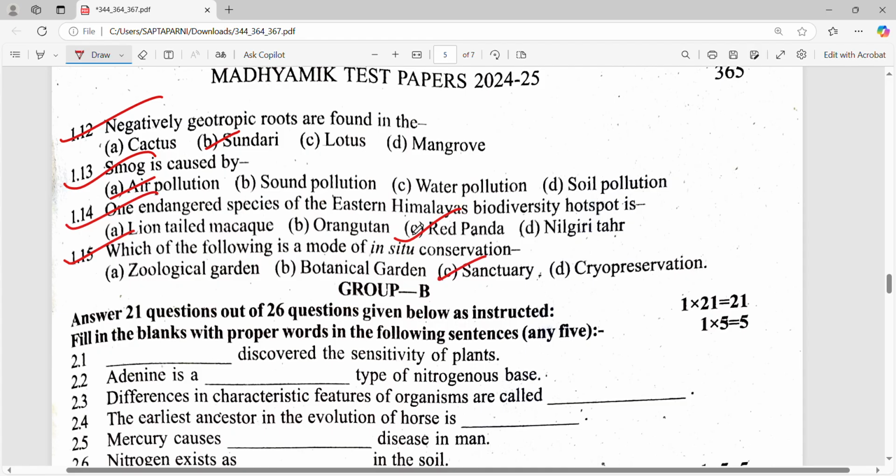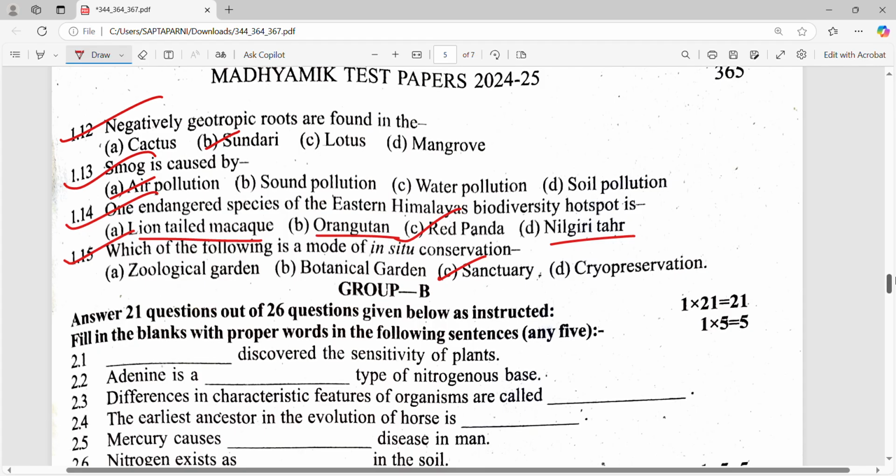Now you have to tell me in which biodiversity hotspot you can find lion-tailed macaw, orang-utang, and Nilgiri tahr. You have to answer this in the comment section, and whoever gives the correct answer, I will take their name in my next videos.